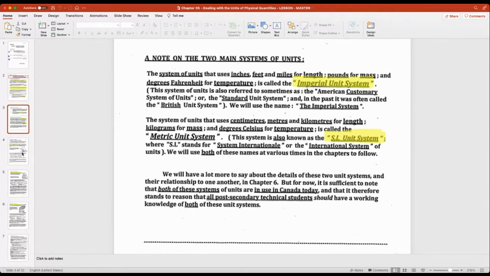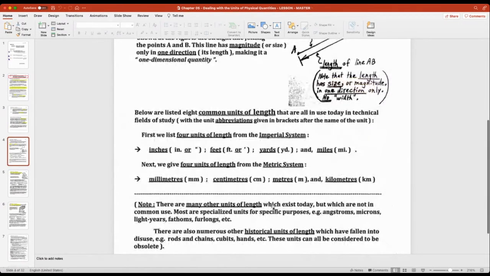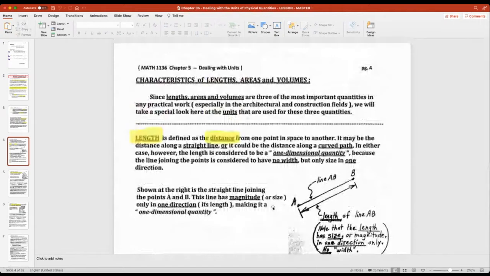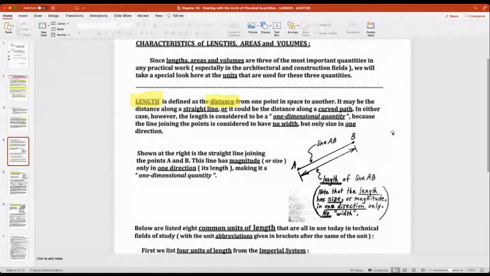The chapter also continues to get into both metric and imperial system information regarding length, area, and volume. In the subsequent topic here, it's a discussion about length, area, and volume, specifically with emphasis on what they mean conceptually, but also in terms of the common units that are used.